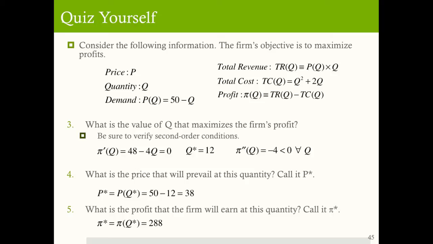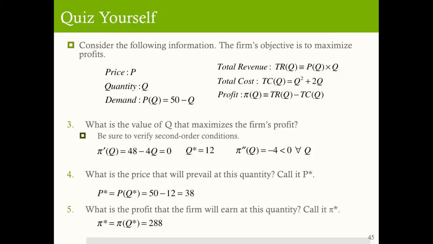And then I'm going to ensure that this is indeed a maximum. We know that a maximum exists for Q star if the second derivative is negative. It is. The second derivative of the profit function is -4, and that's less than 0 for all quantity.